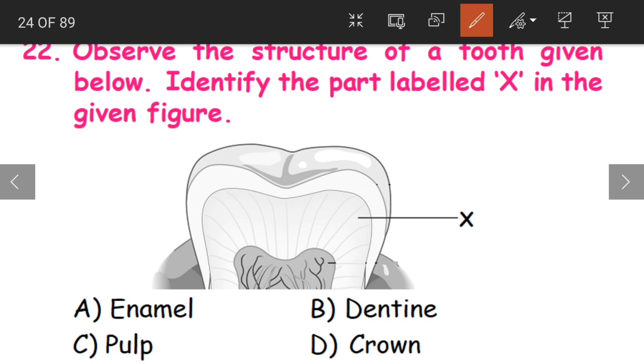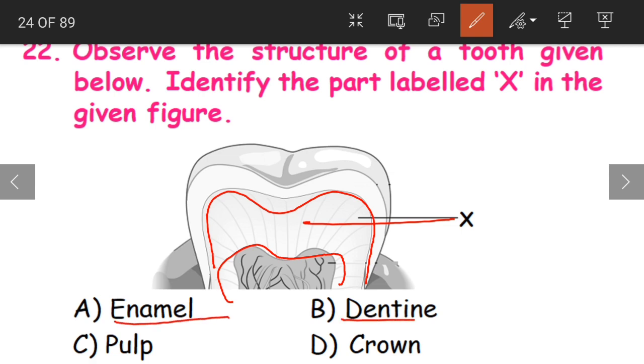Okay. Now, 22nd question. Observe the structure of a tooth given below. Identify the part labeled X in the given figure. See here, this part is labeled as X. So what is that part? Is it enamel, dentin, pulp or crown? And it is dentin. Clear, children? We have learned that the part in yellowish color is known as dentin.